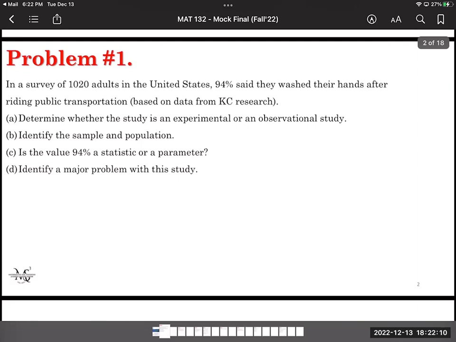I don't know what KC stands for. Maybe keep clean, keep change. I don't know. KC research.